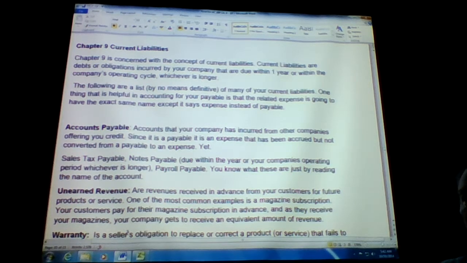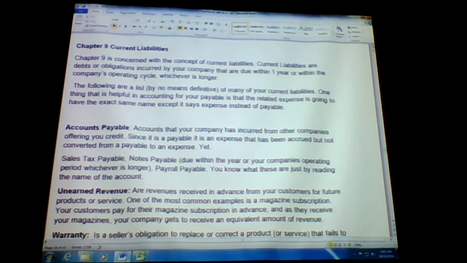Chapter 9, which is what we're going to discuss now, concerns itself with current liabilities. Current liabilities are debts or obligations incurred by your company that are due within 1 year or within the company's operating cycle, whichever is longer. Typically, the 1 year is going to be longer.